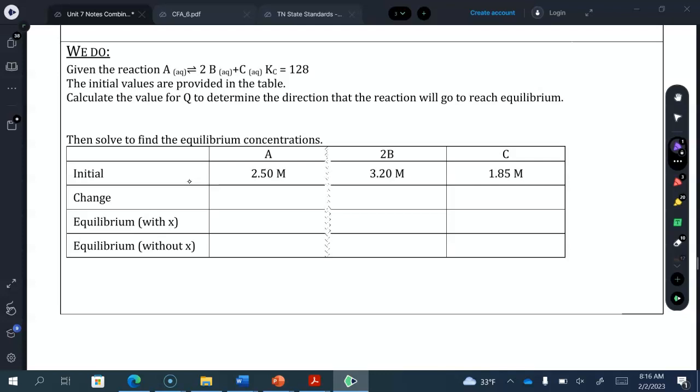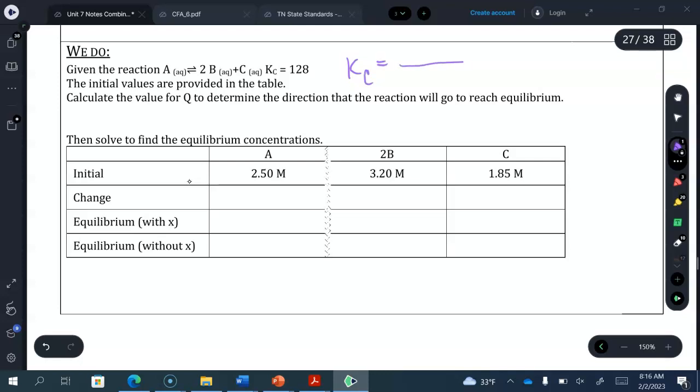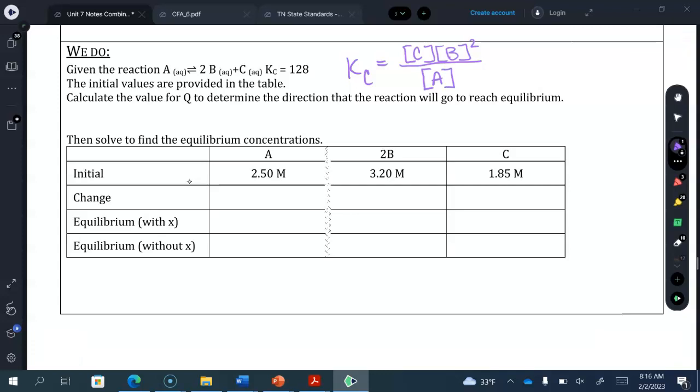Given the reaction A yields 2B plus C, where Kc is equal to 128, the initial values are provided in the table. Calculate the value for Q to determine the direction the reaction will go. Well, before you can do that, you have to figure out what K, the equilibrium expression, is. So it's always products over reactants, so the concentration of C times the concentration of B to its coefficient, because it actually has one, divided by the concentration of A.